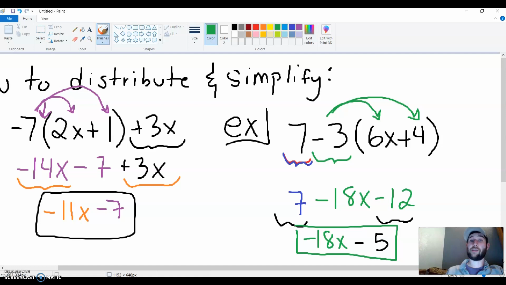So I hope that helps clarify how to not only distribute, but then also add and subtract and combine your like terms.